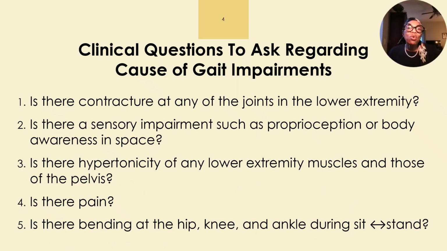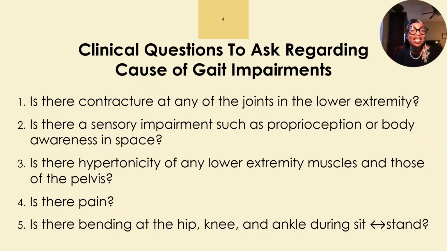So these are some of the questions you need to ask regarding the cause of the gait impairments. Are there contractures at any of the joints of the lower extremity? Is there a sensory impairment such as proprioception or body awareness in space? If they can't feel where their body is, they're not going to produce the active movement in order to get the muscles to generate a force to move that segment.